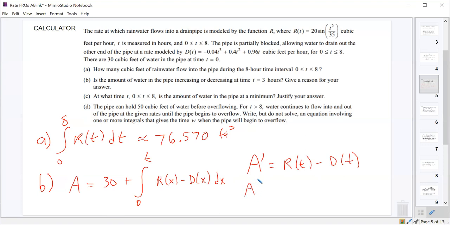So we are interested in A prime of 3, r of 3 minus d of 3. If this number is positive, then that function is increasing. If that number is negative, then that function is decreasing. And what does that number come out to be? Negative 0.314. People agree with that? Yeah. Therefore, it is decreasing. Everybody good with part B? Zoom people, you good with part B?